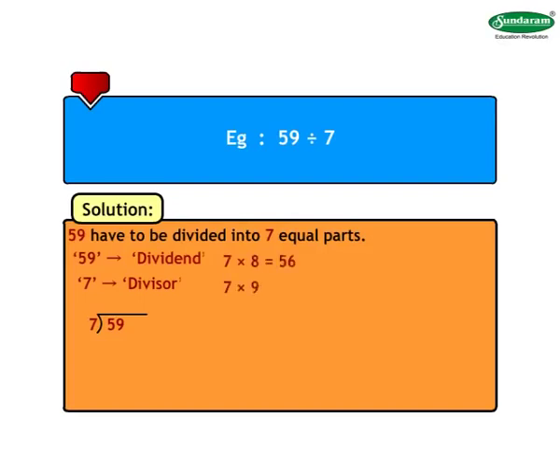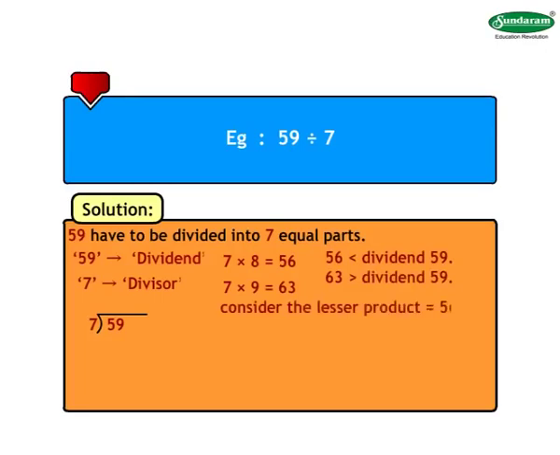7 into 9 is equal to 63. Now, 56 is less than dividend 59 and 63 is greater than the dividend 59. So we will have to consider the lesser product, that is 56. So considering 7 into 8 is equal to 56. Now, dividing 59 by 7, we should write 8 above the line and 56 below 59 with a subtraction sign to the left.